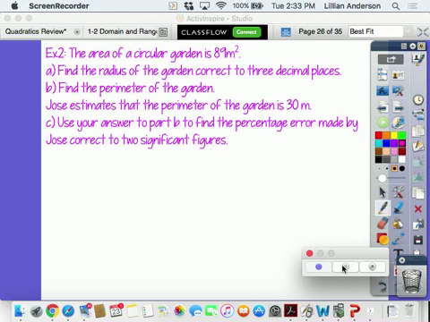All right, so the area of a circular garden is 89 meters squared. We have to find the radius of the garden correct to 3 decimal places. So, how do I do that? Summer, how do you start?